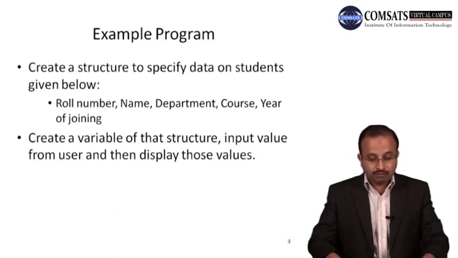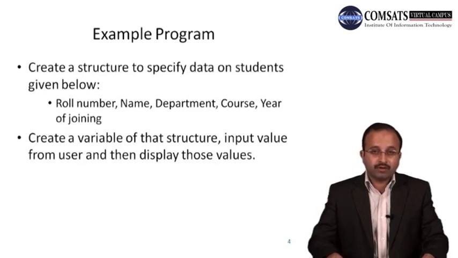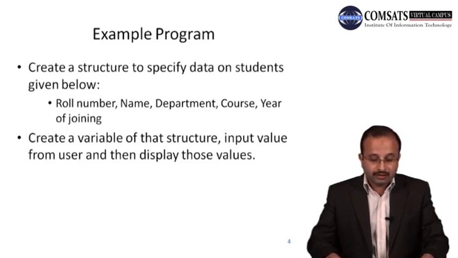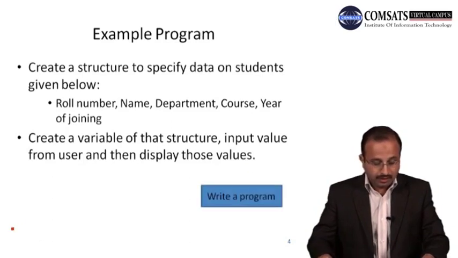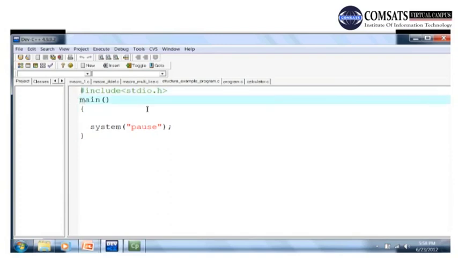So roll number is most probably an integer value, name is a string, department is also a string, course is also a string, year of joining is, we can say, an integer value, and we include one floating point value, that is GPA. So that is most probably a floating point value, so we include that as well in this structure. Okay, let's go and write the program for this. And before writing the program, we have to write the definition of the structure. Okay, let's make that definition global.